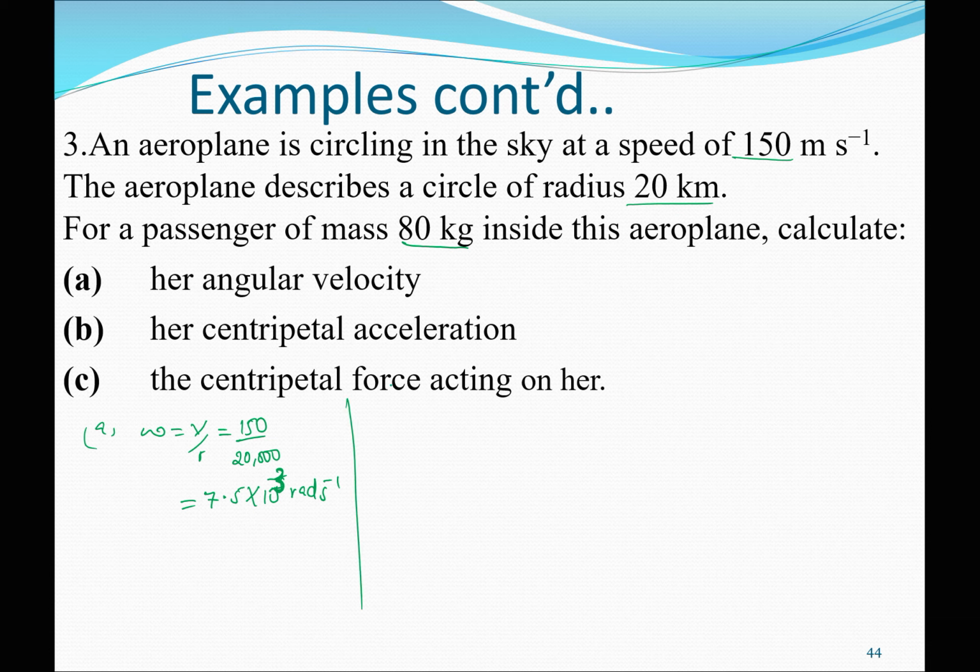Then part B, centripetal acceleration. The centripetal acceleration is equal to v squared over r, which is the same as omega squared times r. So omega is 7.5 times 10 to the power of minus 3, and this should be squared, then times the radius, which is 20,000.